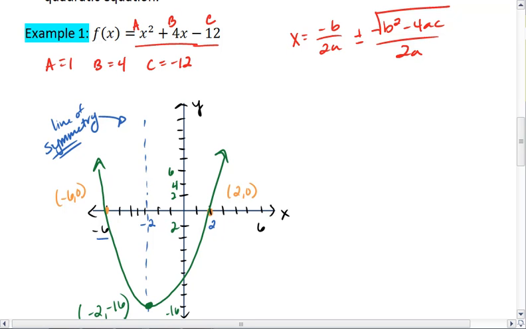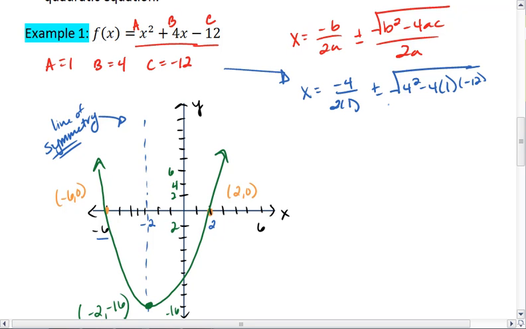Plugging these values in, we get x equals negative 4 over 2 times 1 plus or minus the square root of 4 squared minus 4 times 1 times negative 12 all over 2 times 1.